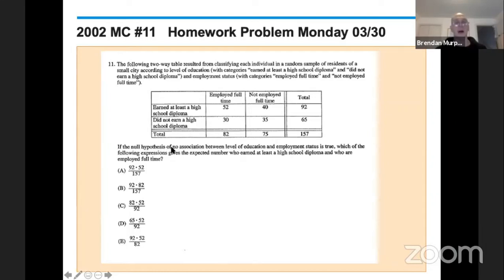If the null hypothesis of no association between level of education and employment status is true, which of the following expressions give the expected number who earned at least a high school diploma and who are employed full-time? So we need to calculate an expected value for this cell and this cell and this cell and this cell. We could type all this data into our calculator, run the test, and get the expected values from our calculator. Or if we remember the formula, row total times column total divided by total total, it might be easier to do. And that's really what your answer choices are here. So that's your homework for tonight.